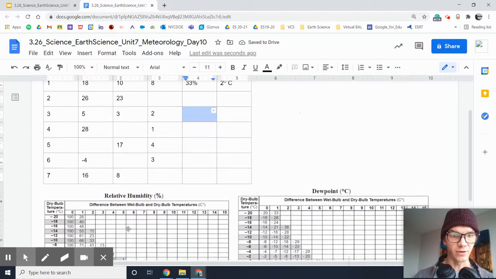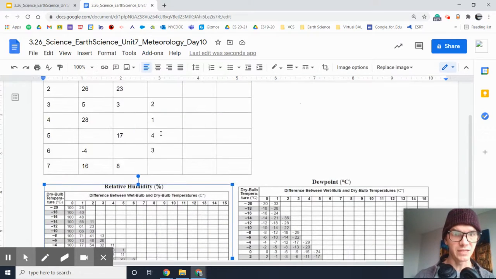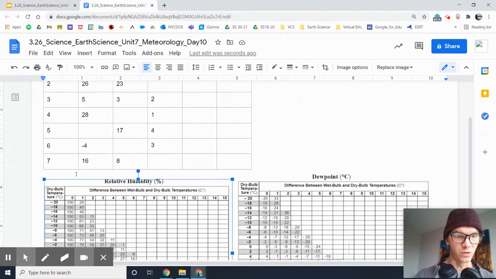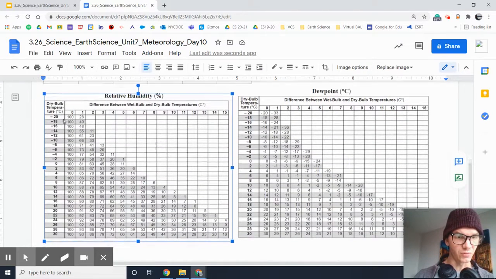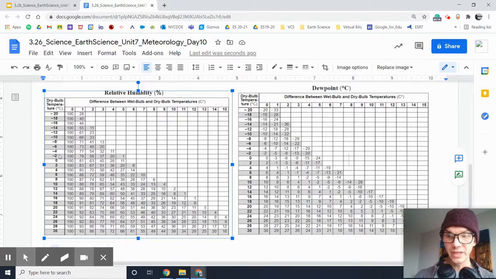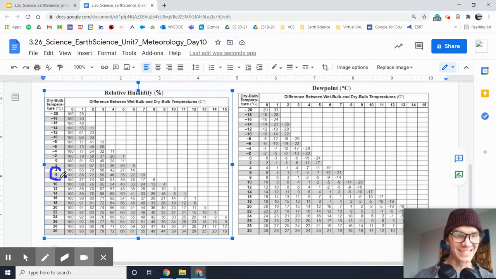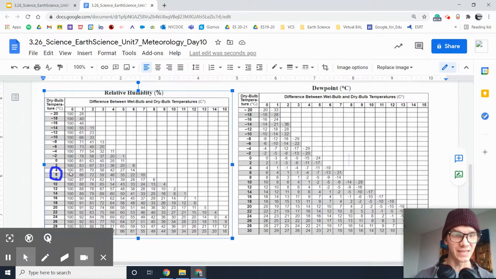I'm going to go make sure that you're looking in the right table. Relative humidity is here. Now here's why I wanted to show you this data, because when you look at the dry bulb temperature, you'll realize that it only gives you even numbers. There is no 5, but it does give you the results for 4 and 6.